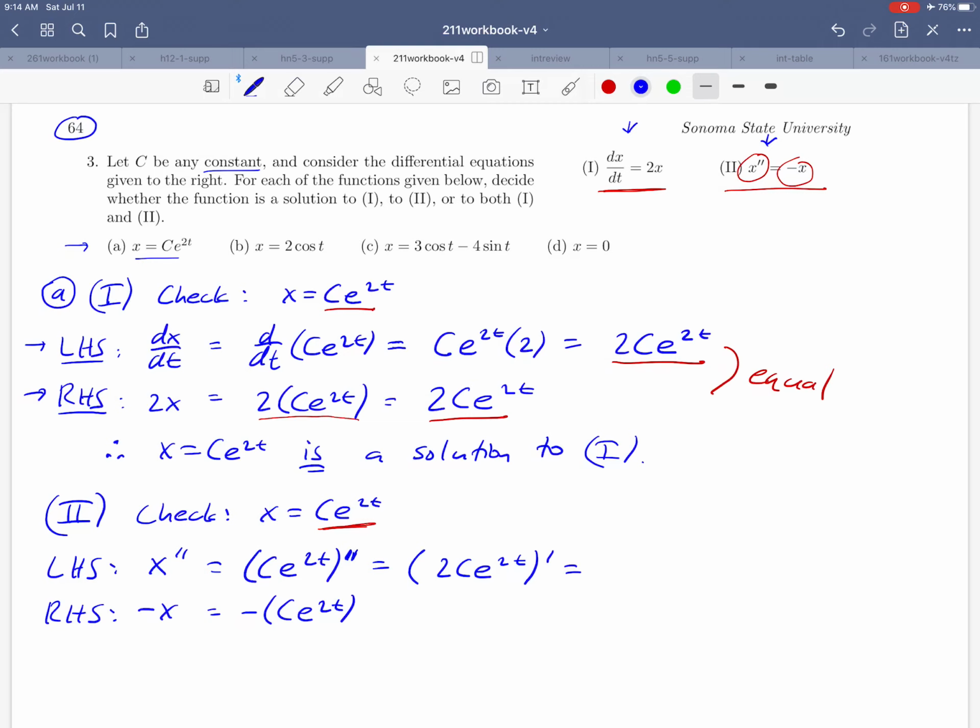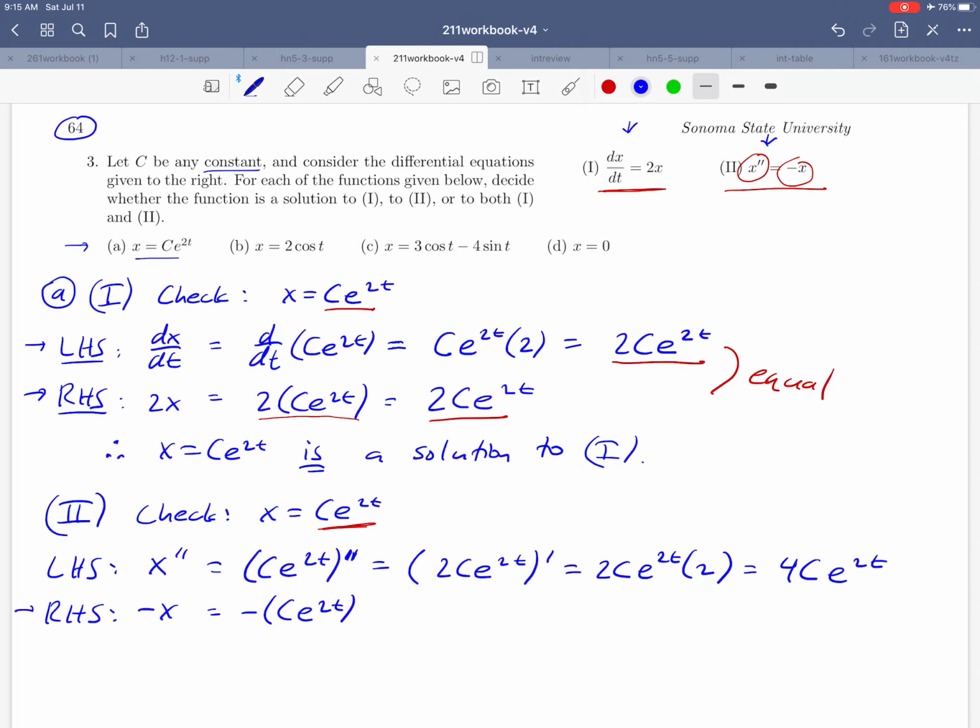Okay, now we need to take the derivative again. So let's see, 2c is a constant, and the derivative of e to the 2t is e to the 2t times 2. Put all of our constants together, and that simplifies to 4c e to the 2t. And there's the result of our left-hand side.